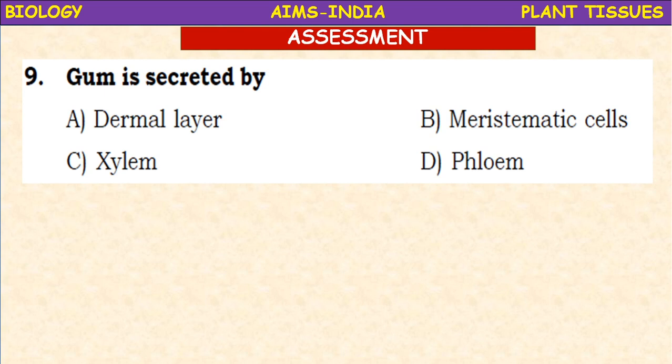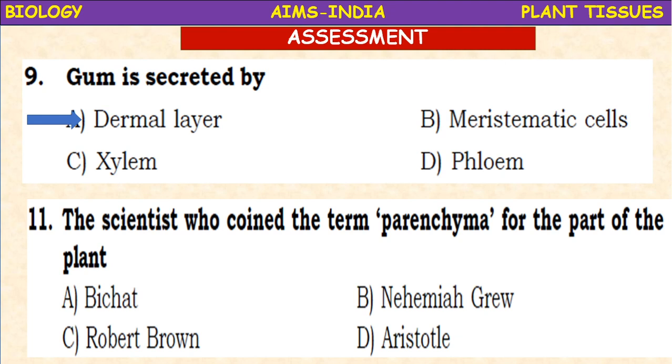So which tissue, which layer? Dermal layer secretes gum. The scientist who coined the term parenchyma for the part of the plant. So these are all the questions which are there in your textbook lesson. They are made from the middle of the lesson. They have chosen. Okay, so this worksheet is very important to develop the comprehension, your understanding of the lesson.